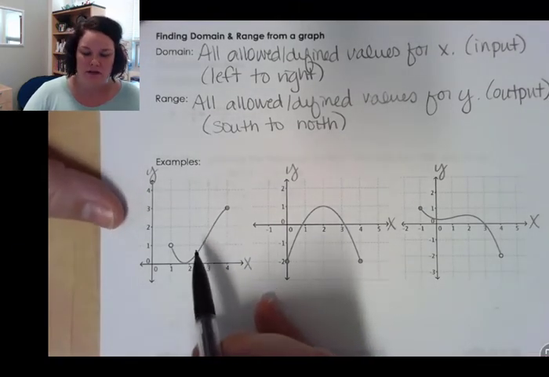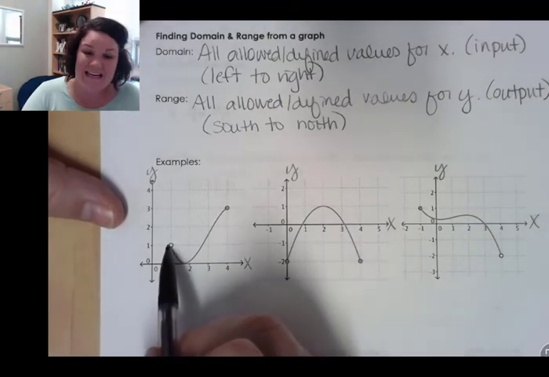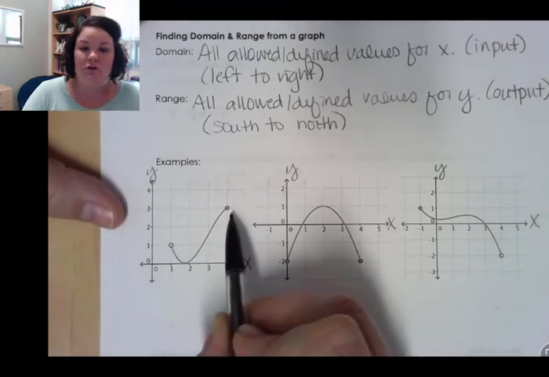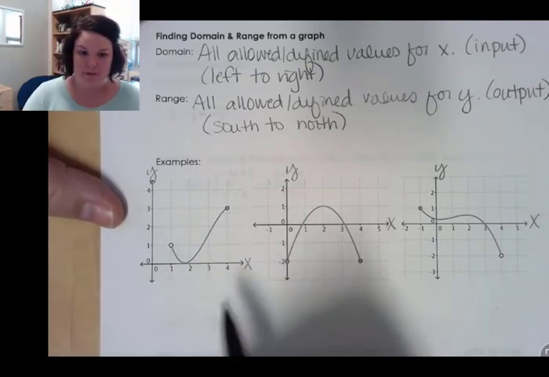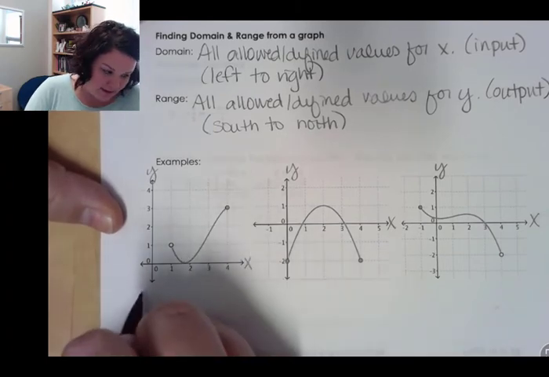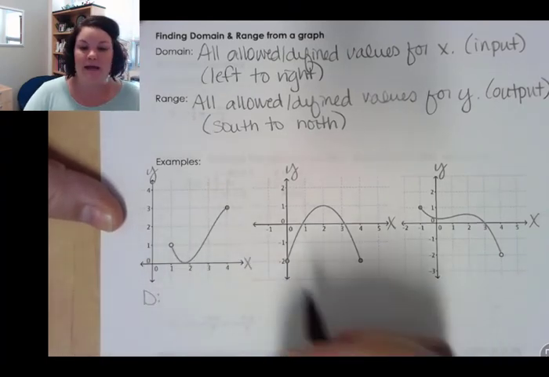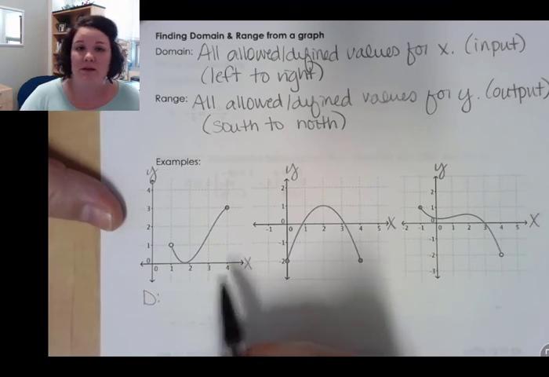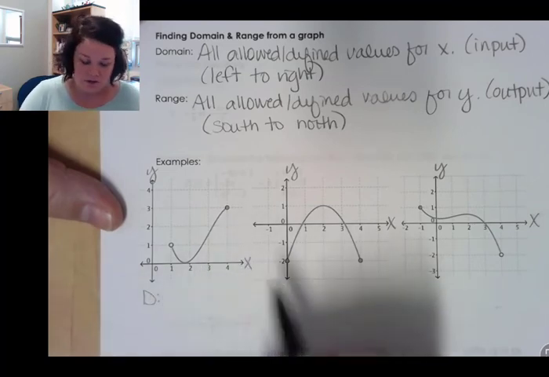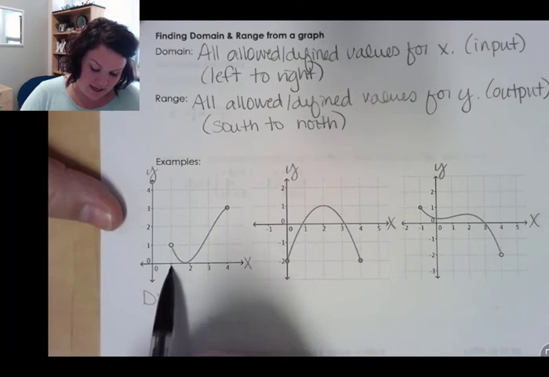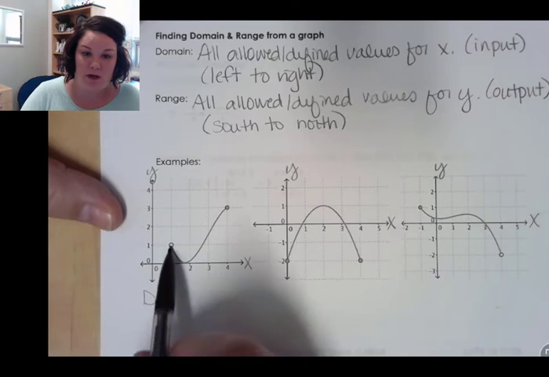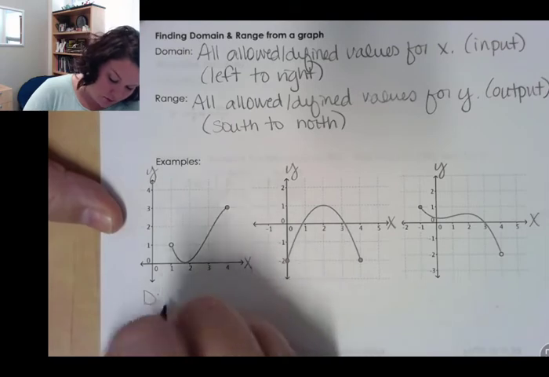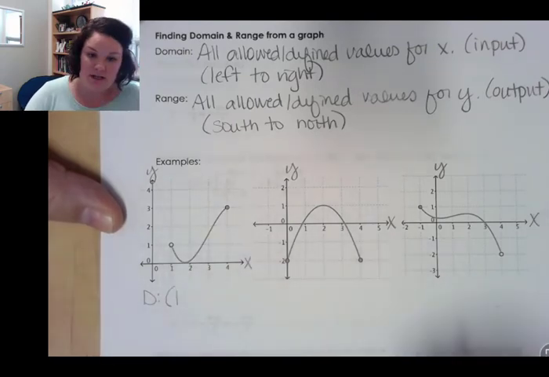So let's look at our first one. Okay, remember, open circle means it's not included. Closed circle means it is included. Arrow means it keeps on going. Okay, so when we look at this one, if we want to list our domain, it is our x value. So we're looking how far from the left to the right is it going to go. So to the left, it's starting at 1, right? That's the farthest this picture goes, it stops at 1. And at that point 1, it's not included. It has an open circle.